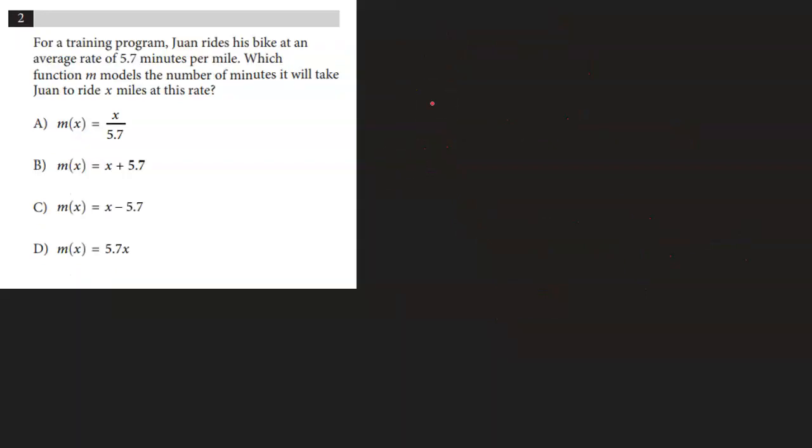All right, for question 2. For a training program, Juan rides his bike at an average of 5.7 minutes per mile. So that'll be 5.7 minutes over a mile. Which function m models the number of minutes it will take Juan to ride x miles at this rate? So what you want to do is multiply that by x miles, get the miles to cancel out. So when you do that, these cancel out and you get left with 5.7 minutes times x. And that is answer choice D.